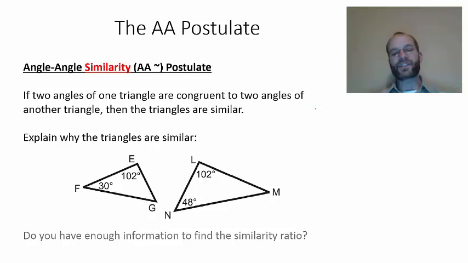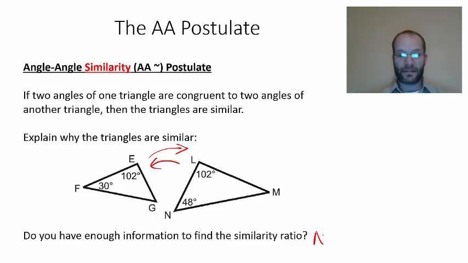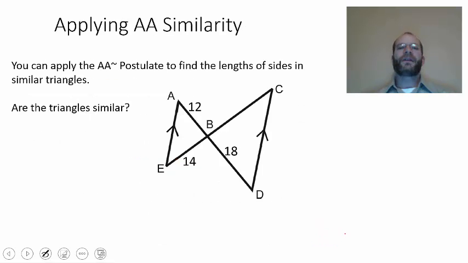We could ask the next question, which is, do we have enough information to find the similarity ratio? Do we know the similarity ratio between these 2 triangles one way or the other? The answer is no. And the reason for that is because we don't have the lengths of any sides. If we knew the lengths of any of the sides, that is, corresponding sides, we could very easily identify the similarity ratio. But we don't have that information, so the answer is no. In other circumstances, maybe we do know the lengths of some of the sides. And so oftentimes we can apply the angle-angle similarity postulate to find the lengths of sides in similar triangles.